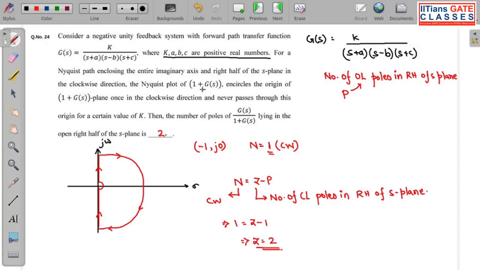They have also told you about the Nyquist contour and everything. Simply, they could have ended the question here itself. They could have told you, given this transfer function where k, a, b, c are positive, the number of encirclements of the critical point is once in the clockwise direction, tell us the number of poles in the closed loop. They haven't asked the question that directly. They have given you these long statements and wanted you to decode the information.